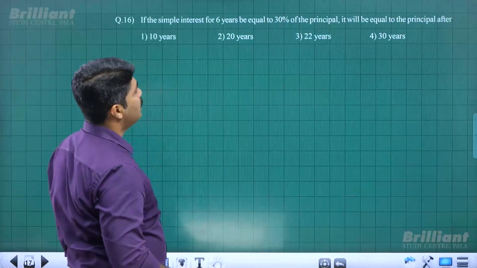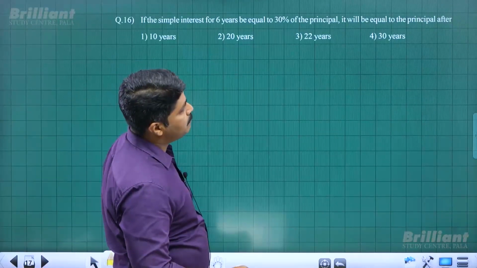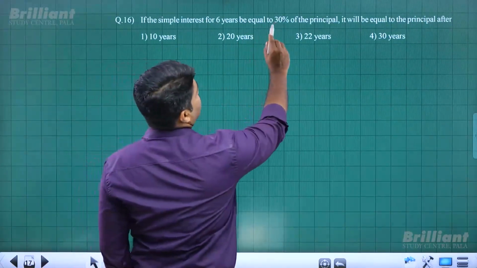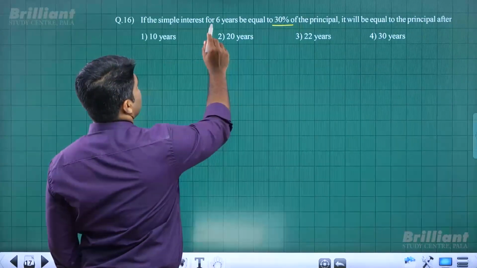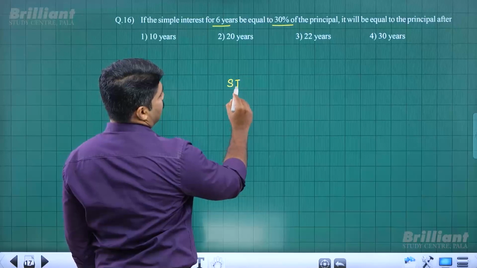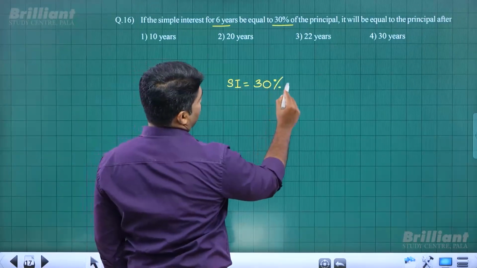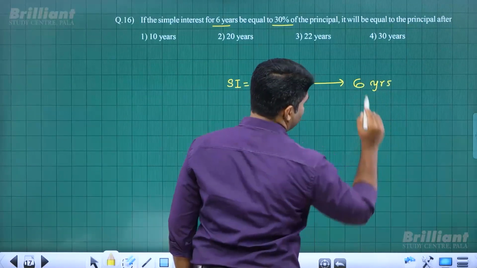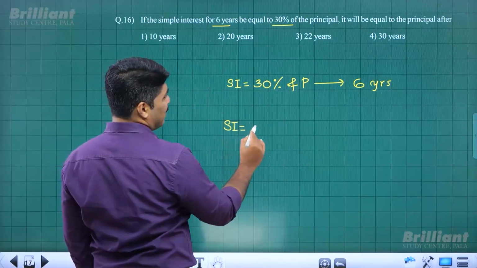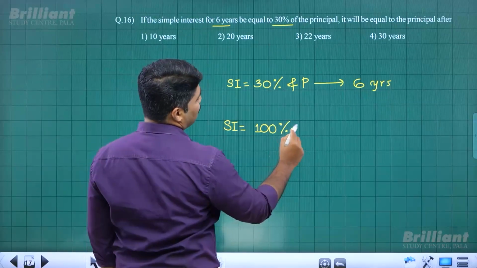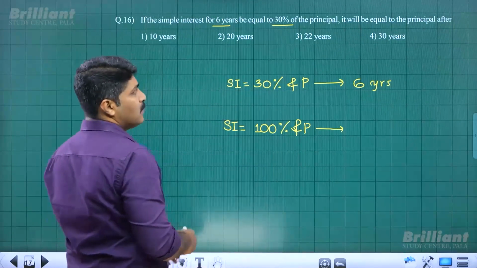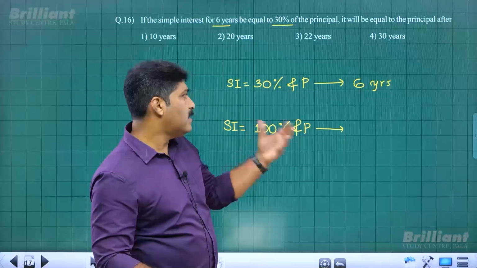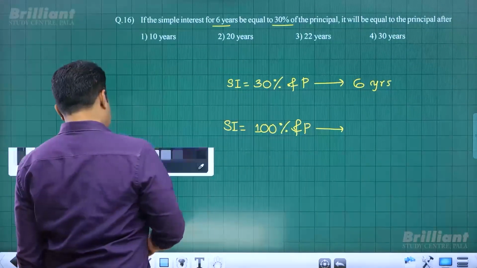Okay, then move to the next question. The simple interest for 6 years is equal to 30% of the principal. It will be equal to the principal after how many years? So 30% of the principal occurred in 6 years. Then when does the simple interest become 100% of the principal? That's the logic. So it will be equal to the principal, that means it should be 100% of the principal. So that's a simple connection, the unitary type of method.